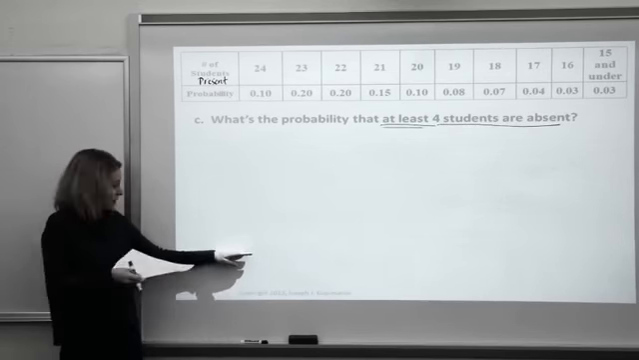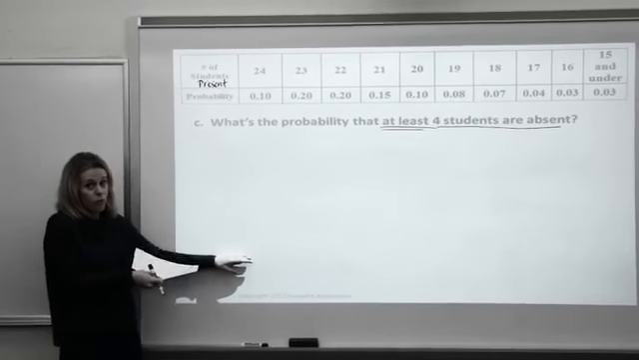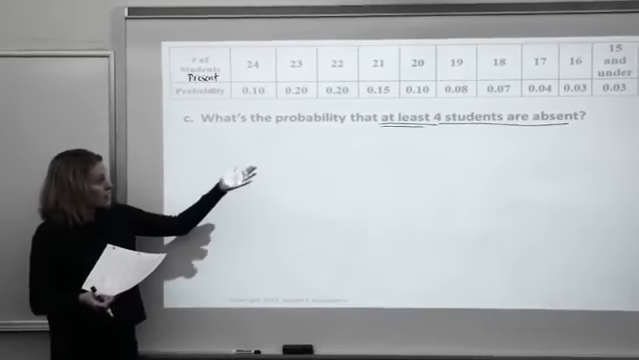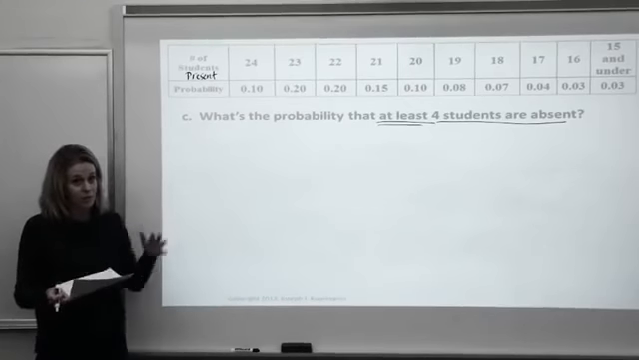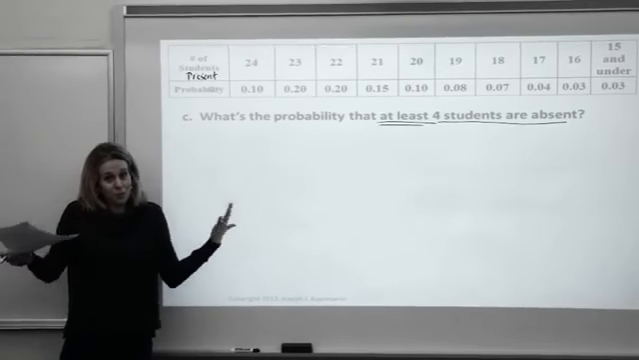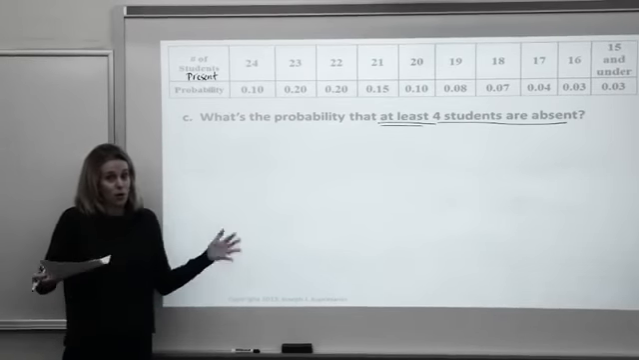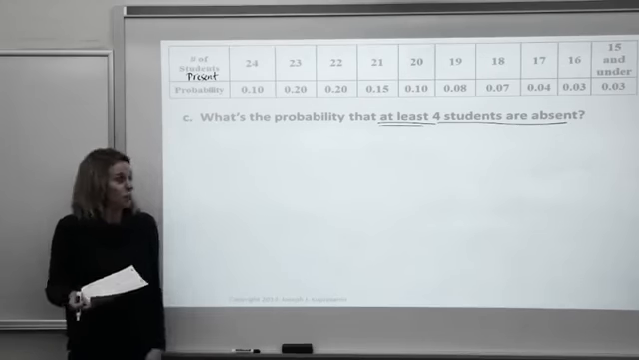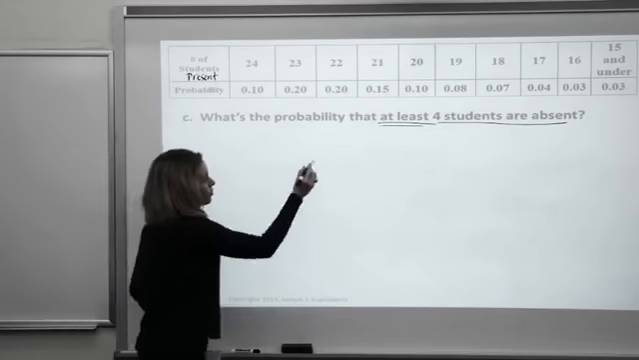I always tell everybody, you're going to an amusement park, you have to be at least this tall to go on the ride. That means you better be that tall or taller. So at least 4 means 4 or more. And I know that sounds silly, but that's why people get these probability questions wrong, is interpreting the words, not the actual math part.